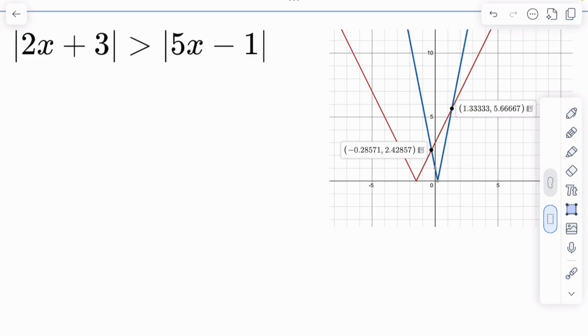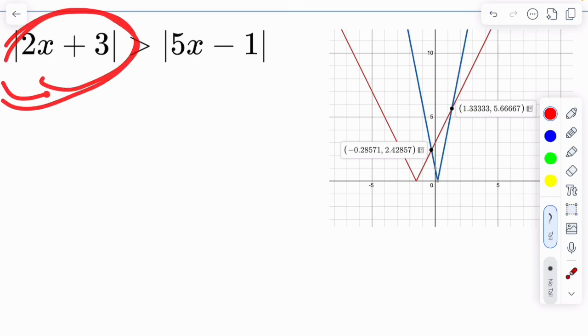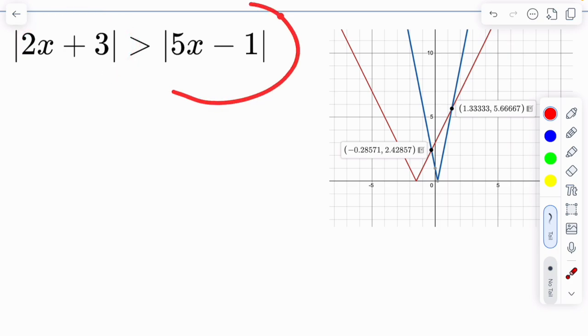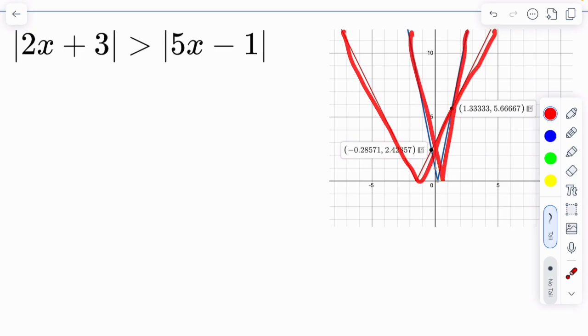Alright guys, so here we've got the absolute value of 2x plus 3 being greater than 5x minus 1. Okay, so how do you go about doing this? As you can see here, we've drawn the graph, where we've got the absolute value of 2x plus 3 here and the absolute value of 5x minus 1 here. Now, obviously in the exam, you're not going to have the capability to access graphing software to quickly do this. But I think for this purpose, it's nice for a demonstration.